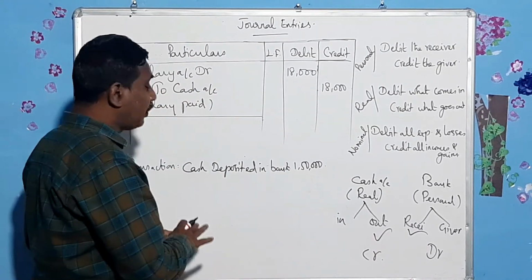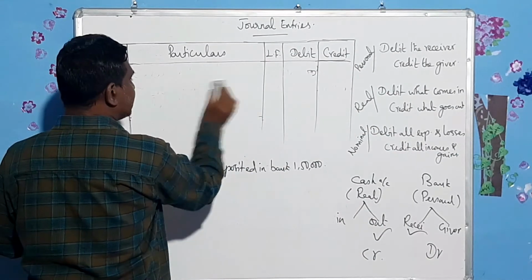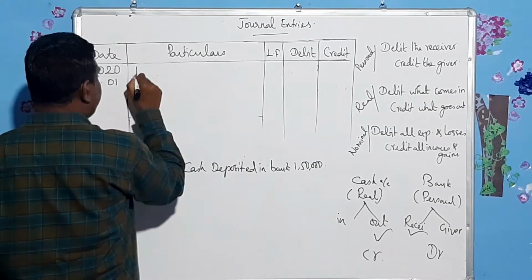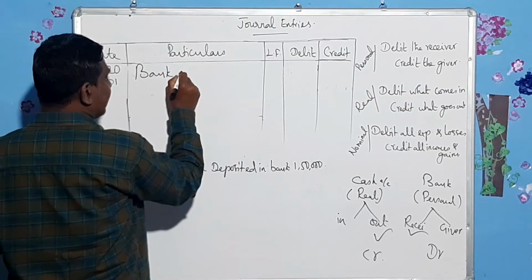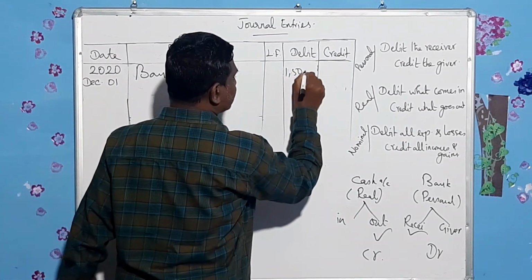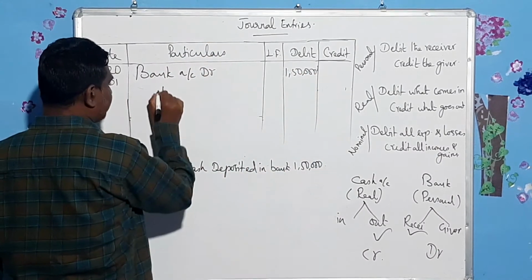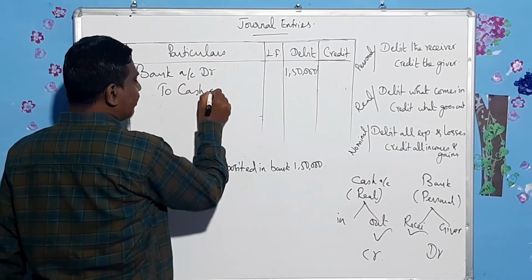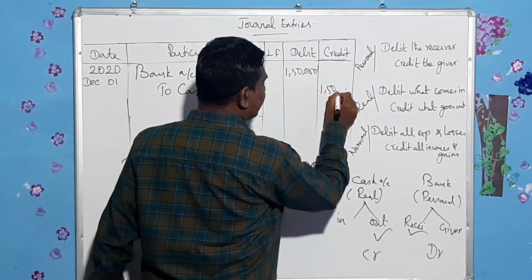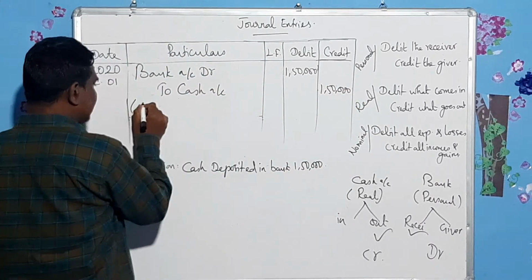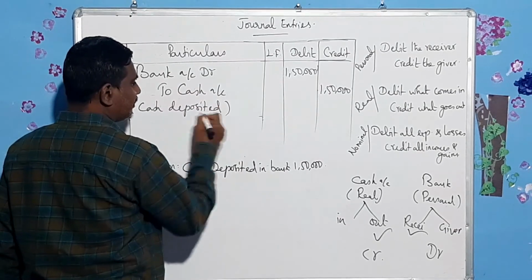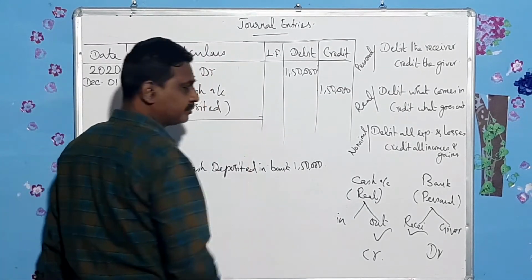And now I am going to write the entry. Which account is debited? Bank account is debited, because bank is the receiver. Debit the receiver. Bank is the receiver, bank account debtor. What is that amount? 1,50,000. To cash account. Credit what goes out of the business, and that is 1,50,000. And what is the narration? Cash deposited. Make a line. Have you got?